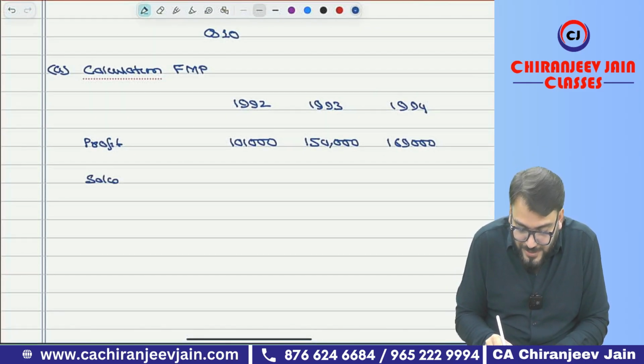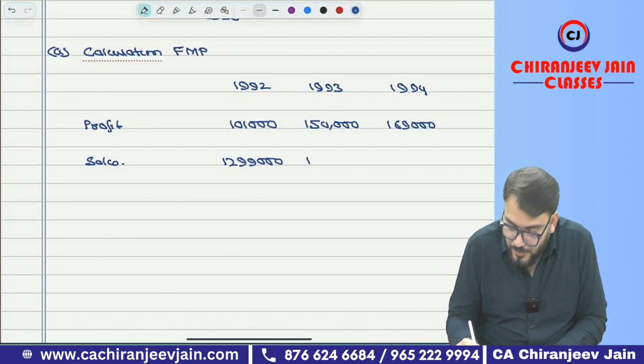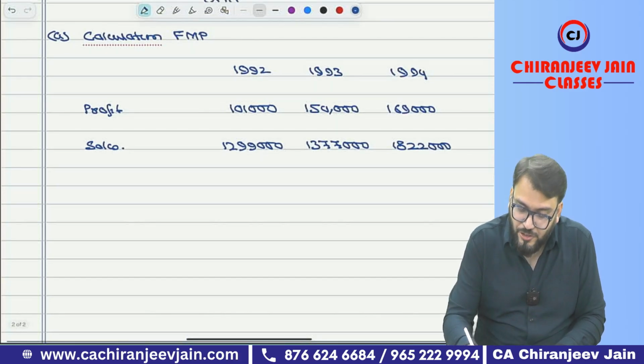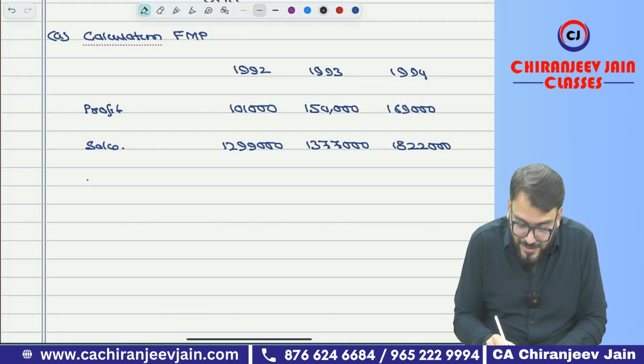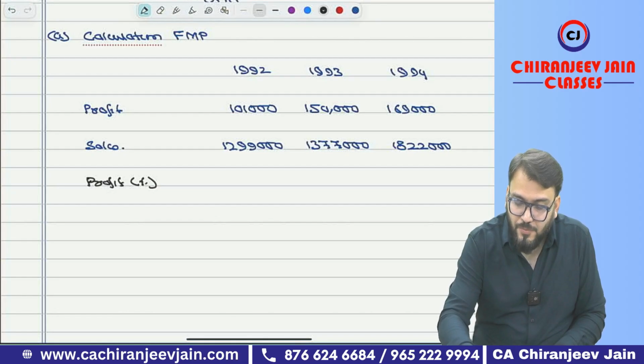And they have also given sales. Sales is given how much? 12 lakh 99,000, 13 lakh 77,000, and 18 lakh 22,000. So they have given these also. Now, because they have given sales, we can find out profit percentage. So how much profit percentage? 1 lakh 1,000 divided by 12 lakh 99,000.